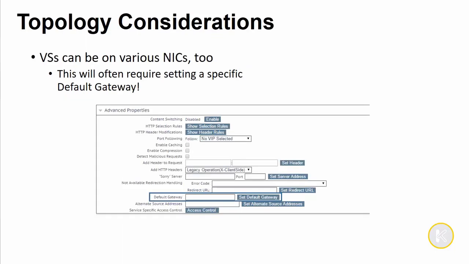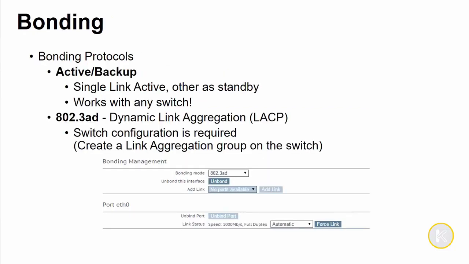Okay, moving on. In some cases, the virtual services can be on various NICs. This will often require setting a default gateway on the virtual service itself. Interface bonding can use multiple interfaces, aggregation of bandwidth, and also part of an HA proposition. If LACP is used, then the switch needs to be configured according to the manufacturer's specifications for 802.3 AD.